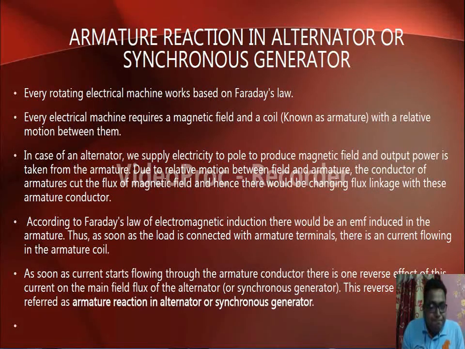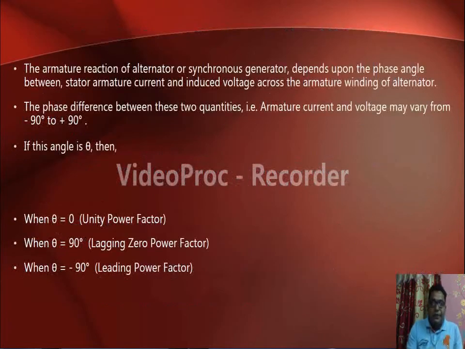Okay, so now let us see what I have written over here. Every rotating electrical machine works based on Faraday's law. Yes, correct, already discussed. Every electrical machine requires a magnetic field and a coil with a relative motion between them. There should be a flux, there should be a coil, so that both can be cut by each other and there is EMF generation. Next point, in case of an alternator, we supply electricity to the pole to produce the magnetic field, and output is taken from the armature due to relative motion between the field and the armature conductor. That means the same thing that I have told is written over here. Now we are going to see what the effects of this are.